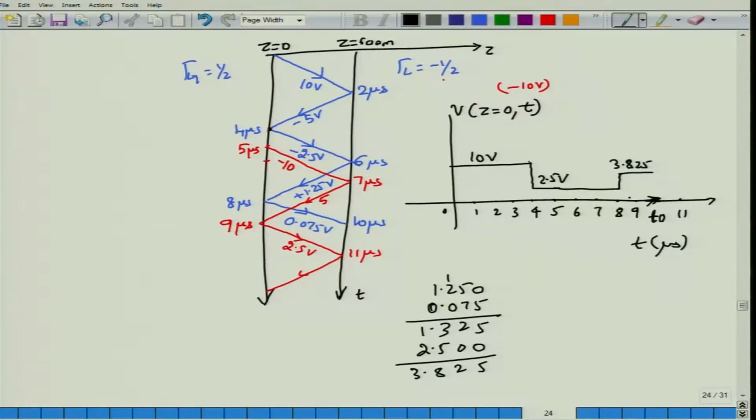There will be, so we completely forgot what happened at 5 microsecond. Okay, so this would continue at up to 2.5 microsecond, but at 5 you will actually have launched a minus 10 volt, right?